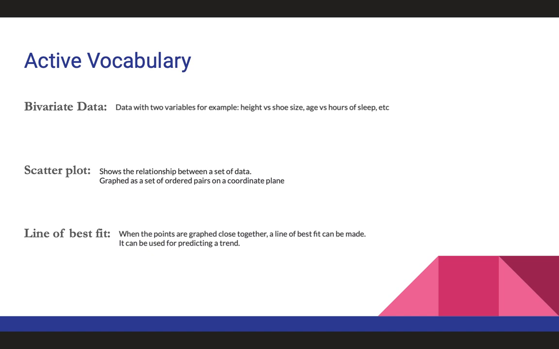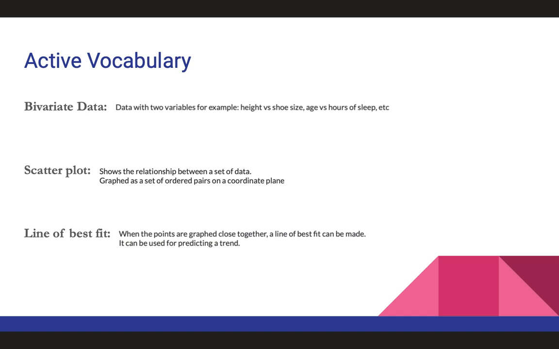So scatter plots use something called bivariate data. Bi meaning two, variate referring to variables. So it's data with 2 variables. For example, height versus shoe size, age versus hours of sleep, amount of studying versus grades. So that's known as bivariate data.